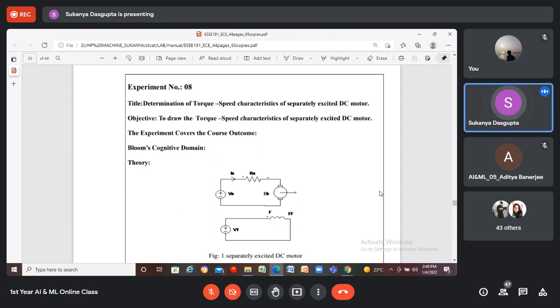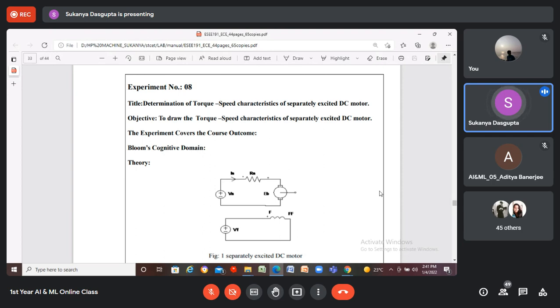speed can be controlled in case of a separately excited DC motor. DC motor can be of many types, right? It can be a separately excited DC motor. There is one more category named self-excited DC motor. Under self-excited DC motor, there are three categories once again: series motor, shunt motor, and compound wound motor.